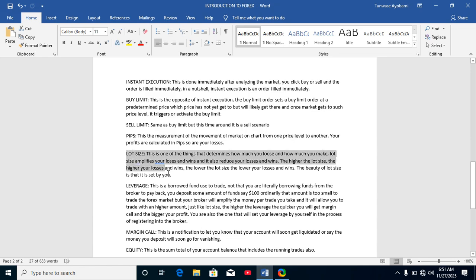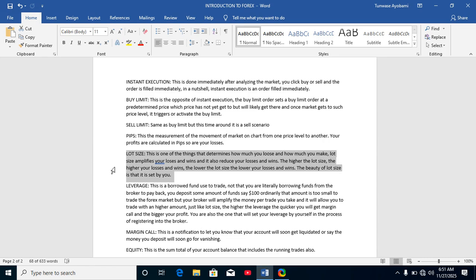So what does lot size simply mean? Lot size simply is what determines the amount you will win and the amount you will lose. You must understand that, and you'll be the one to set your lot size by yourself. Nobody is going to set it for you. The higher the lot size, the higher your profit, and the higher your losses. The lower the lot size, the lower your profit, the lower your loss. So it is you that sets it by yourself.